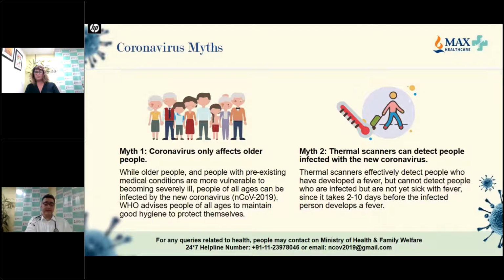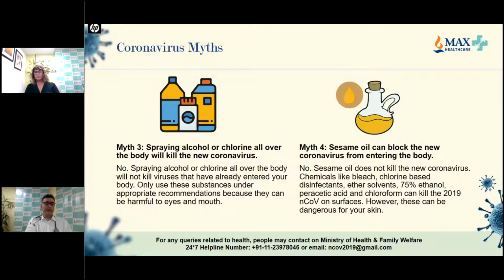Thermal scanners can actually detect coronavirus symptoms like fever and all that. So anybody who has fever or sickness can just be scanned. Another myth is alcohol or chlorine all over the body will kill the virus. Nothing like that. And sesame oil can block the new coronavirus from entering the body. Again, we should not be eating anything which has 95% alcohol. Alcohol or chloroform can kill those viruses on the surface.